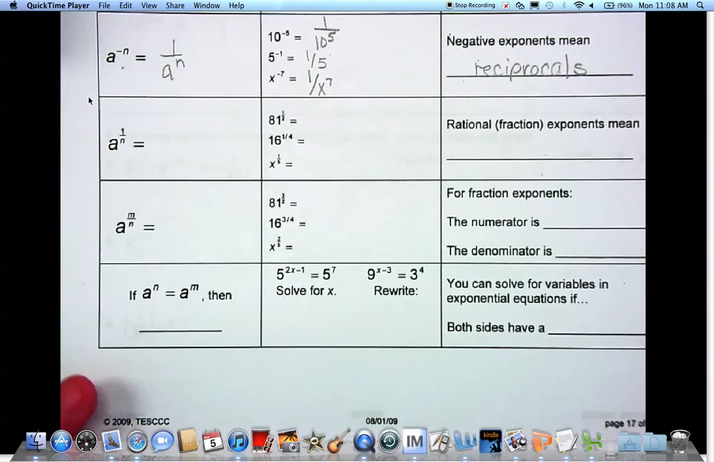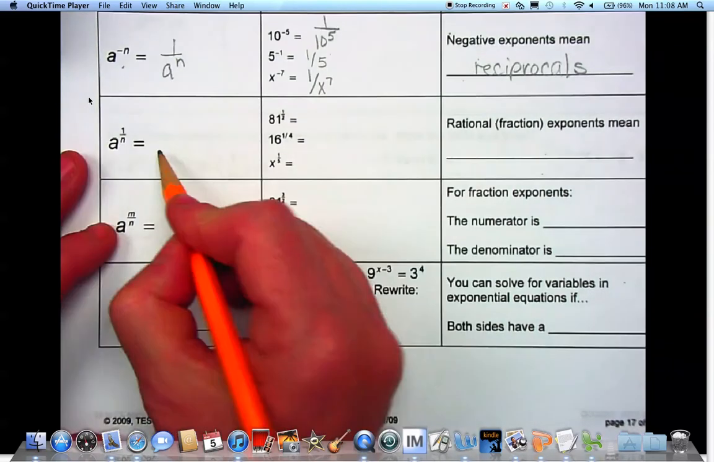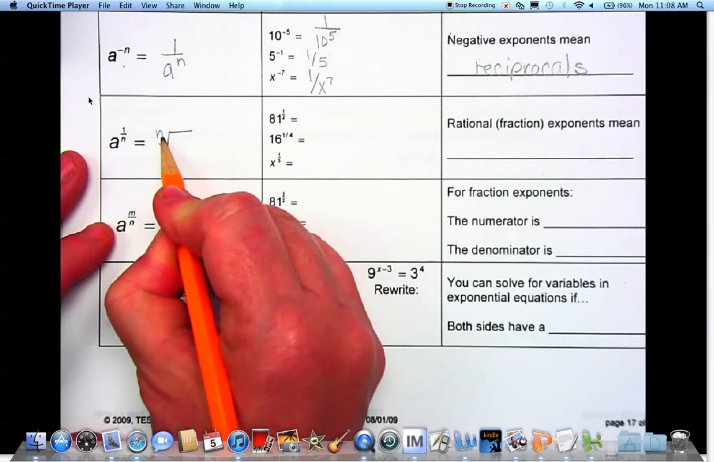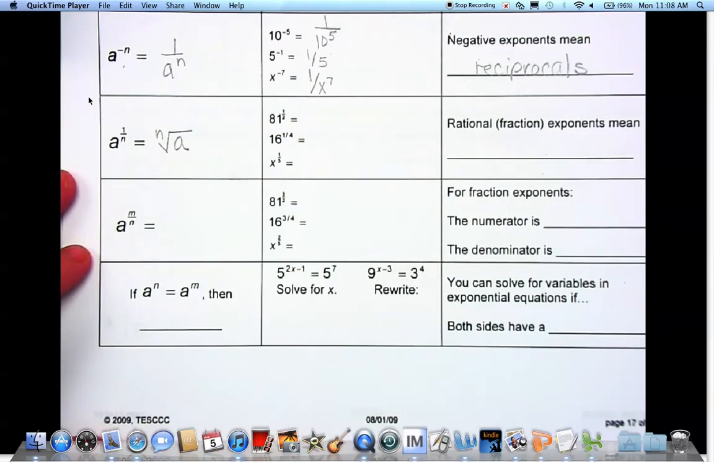All right, so now we're going to go back to these exponent rules. A to the 1 over n. You kind of know what it means a little bit now. It means the nth root of a. So if n is a 2, like 1/2, then it would be the second, or the square root of a.